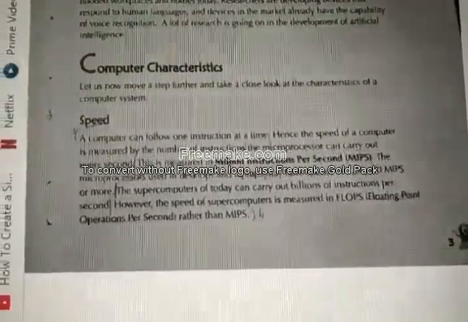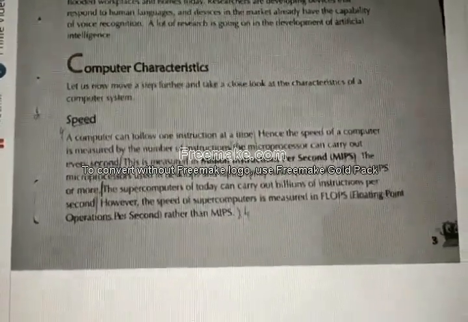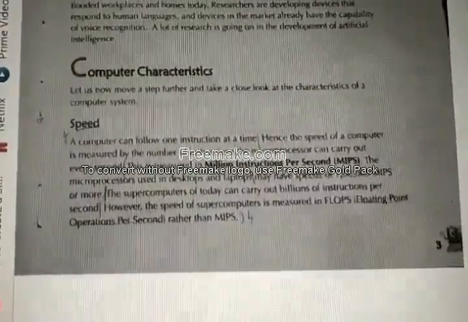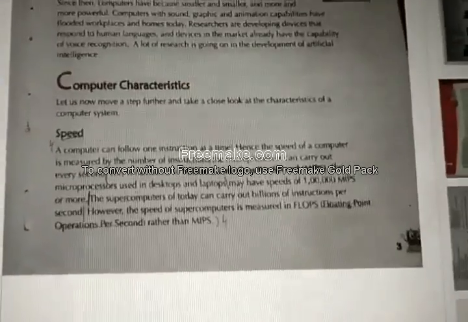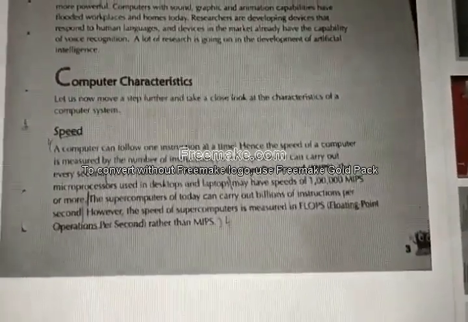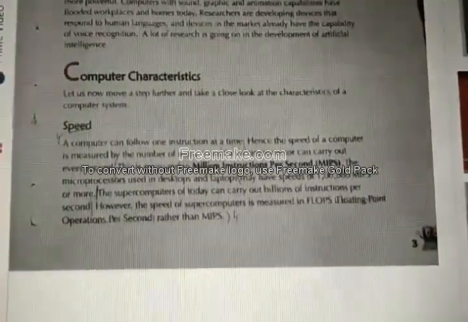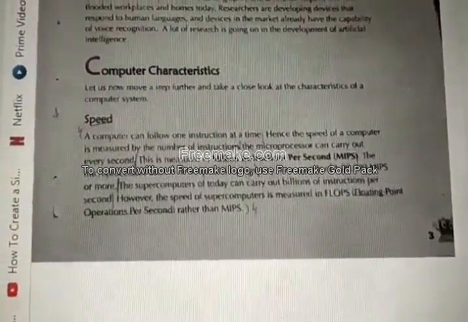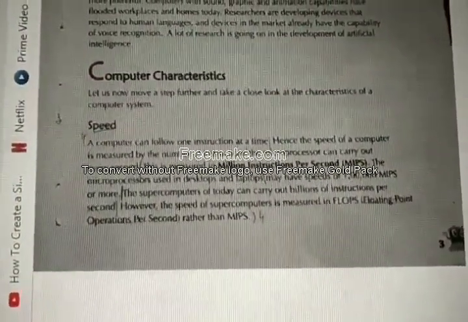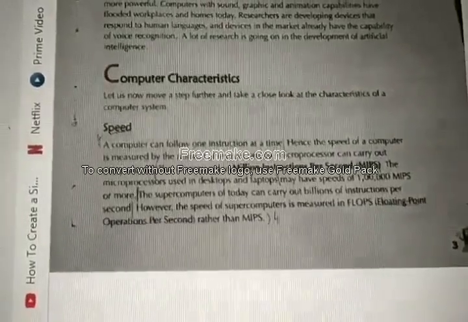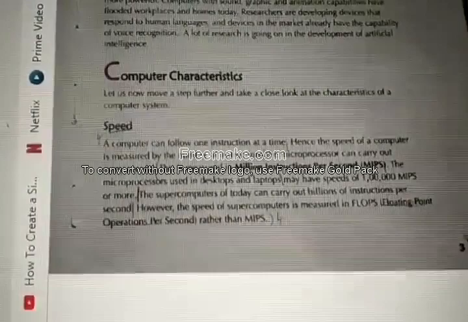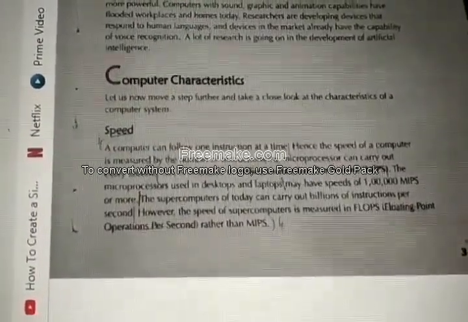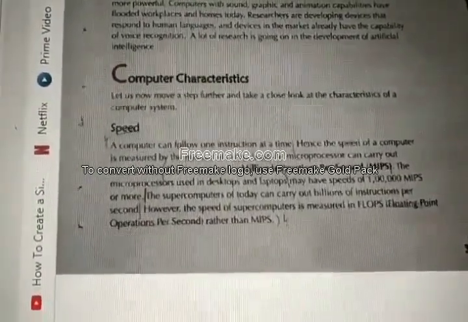How does speed in a computer work? A computer can follow one instruction at a time. Hence the speed of a computer is measured by the number of instructions. First, what is an instruction? You are asking the computer to do addition. How will the computer do addition? By your instruction. How will you instruct the computer?